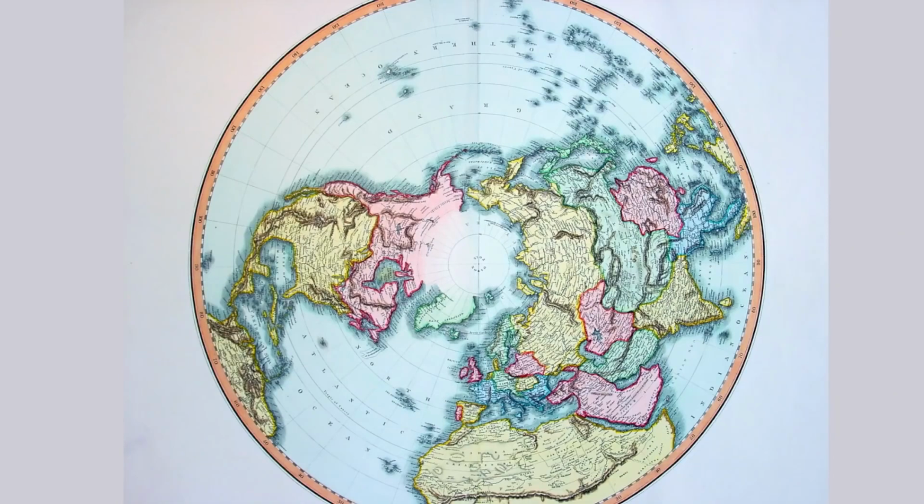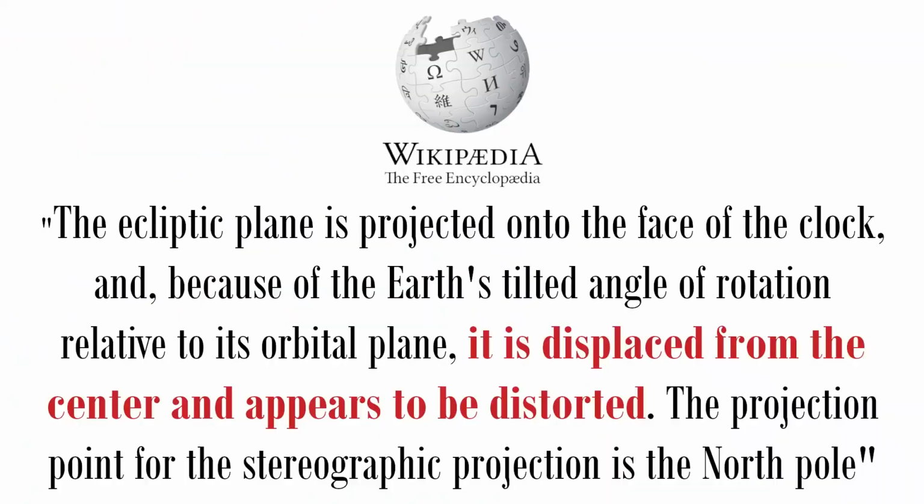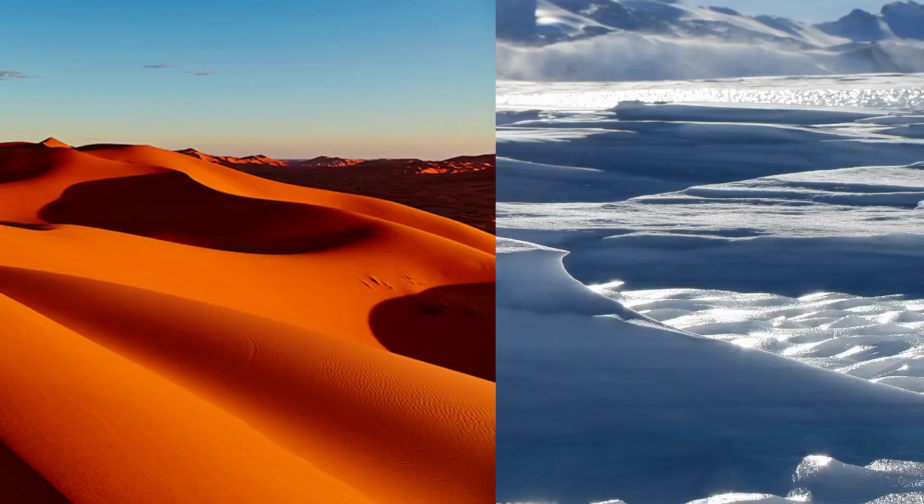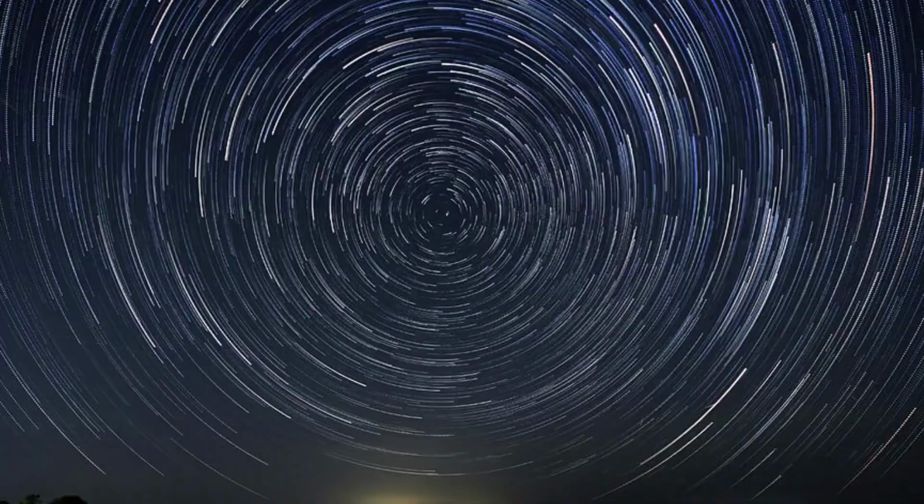Wikipedia tells us that the ecliptic plane is projected onto the face of the clock, and because of the Earth's tilted angle of rotation relative to its orbital plane, it is displaced from the center and appears to be distorted. The projection point for the stereographic projection is the North Pole. In their fabricated heliocentric model, the Earth has an axial tilt of 23.4 degrees. The controllers needed to invent the axial tilt to justify the entire spherical lie, to justify the seasons, the vastly differing climates, and to justify the absolute fixed position of Polaris over the true geographic north.